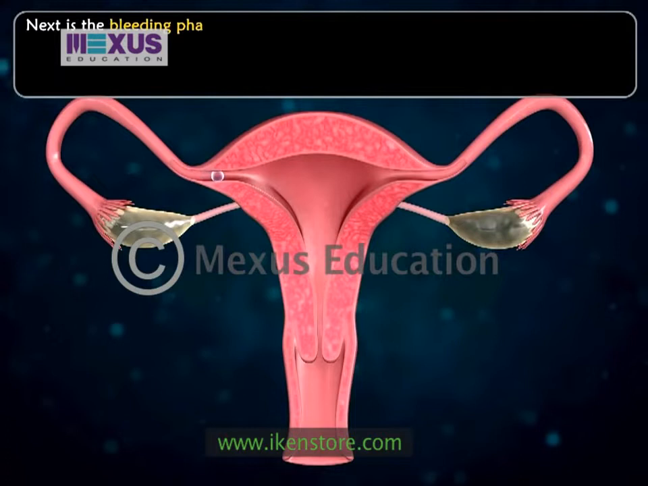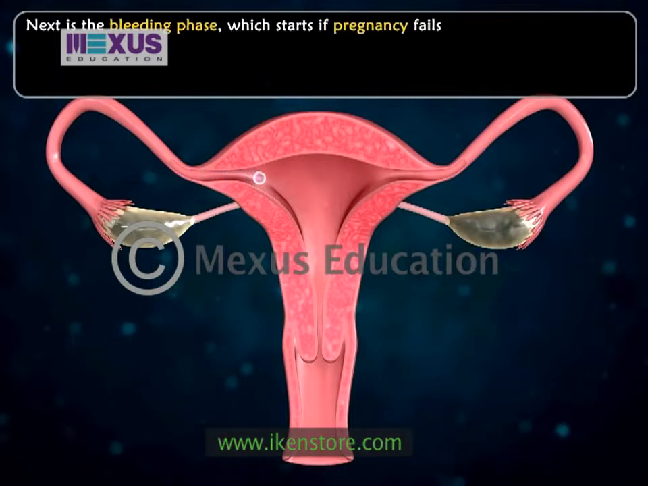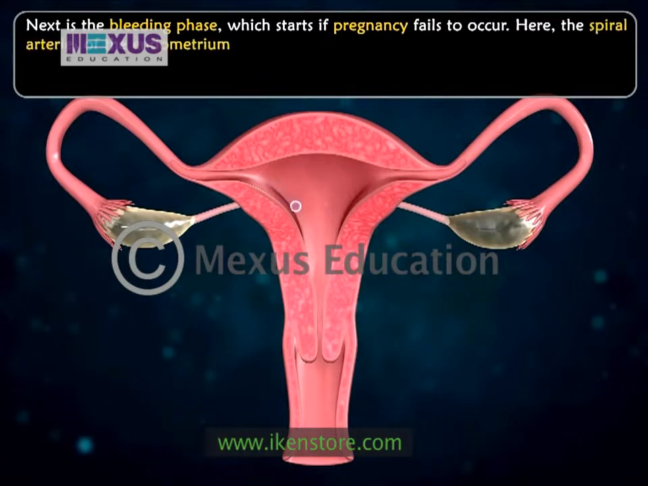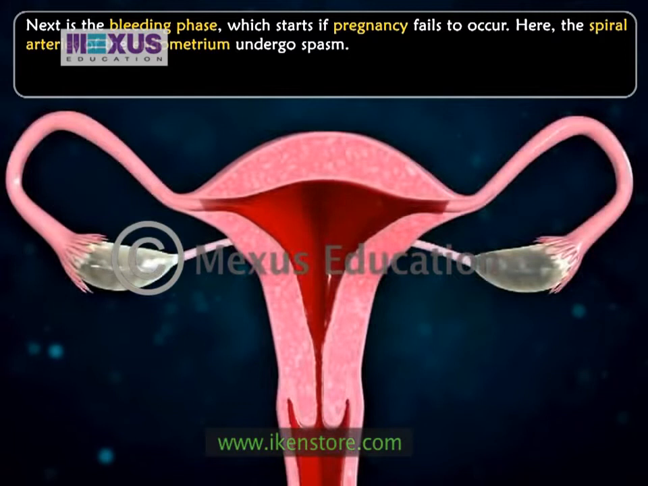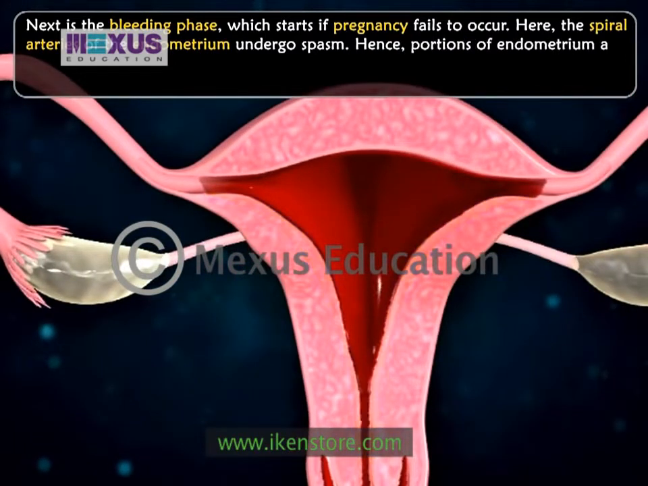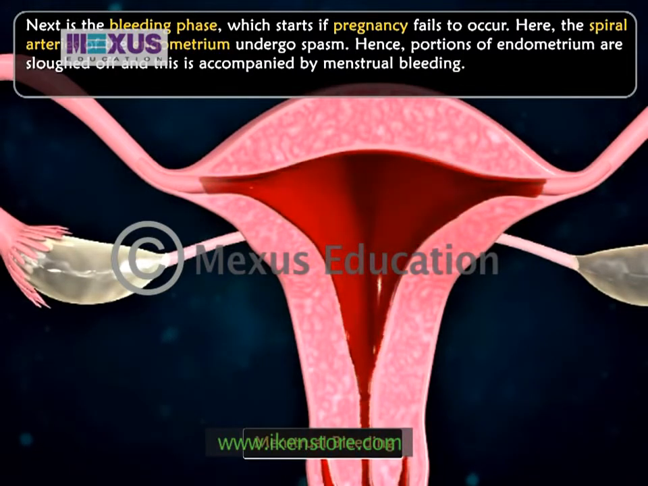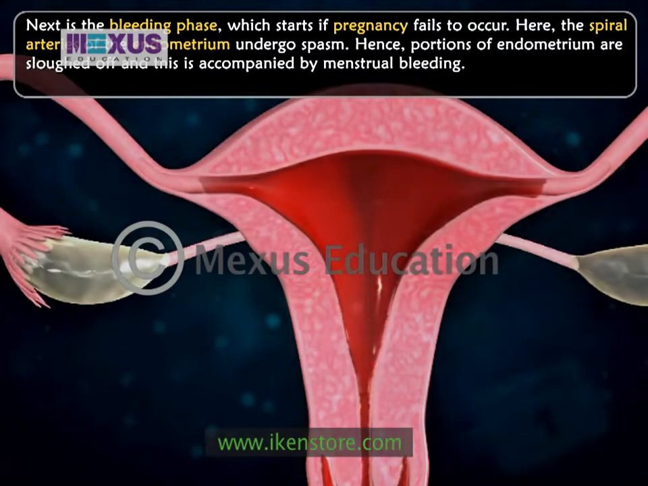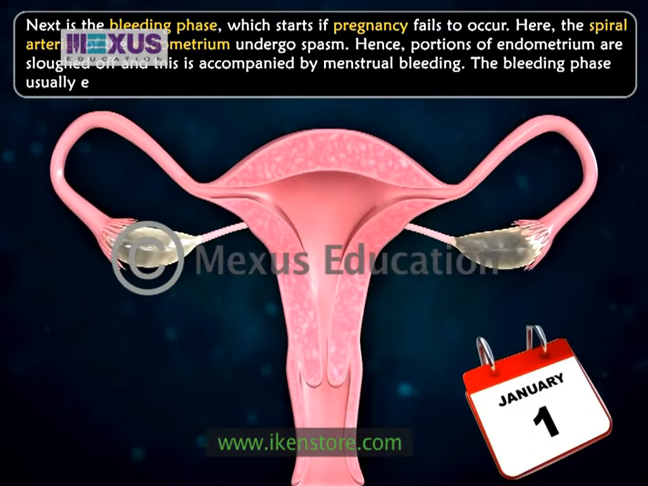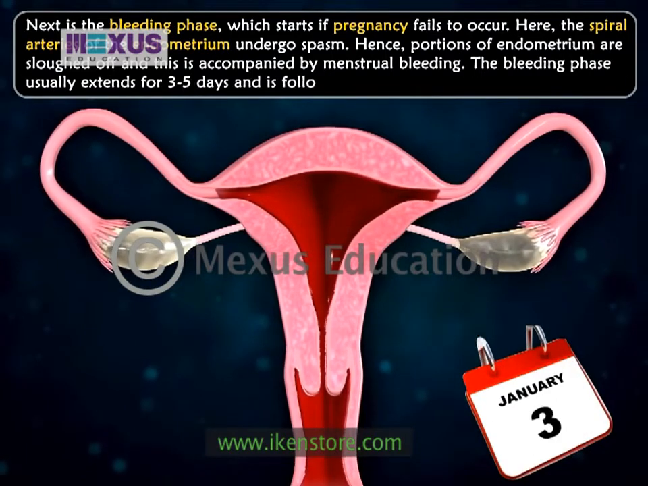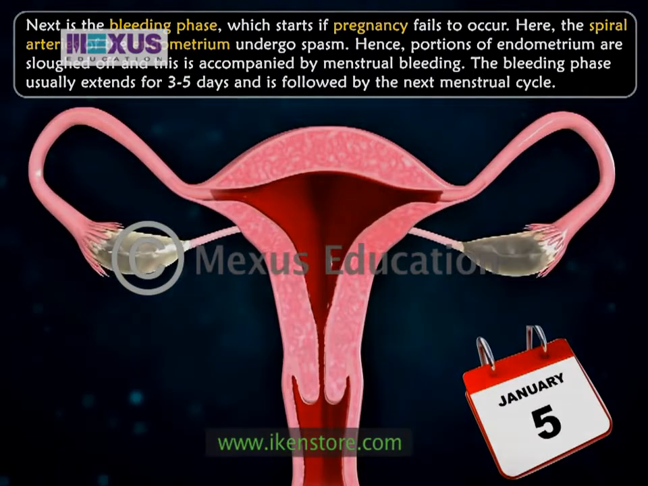Next is the bleeding phase, which starts if pregnancy fails to occur. Here the spiral arteries of the endometrium undergo spasm. Hence, portions of the endometrium are sloughed off, and this is accompanied by menstrual bleeding. At the end of menstruation, the endometrium that remains is only 0.5 to 1 millimeter thick. The bleeding phase usually extends for 3 to 5 days and is followed by the next menstrual cycle.